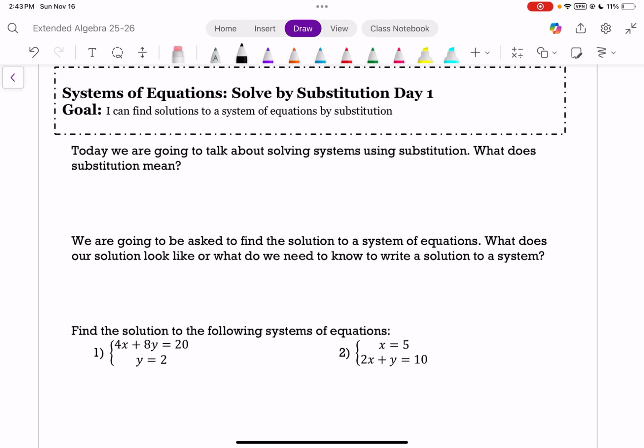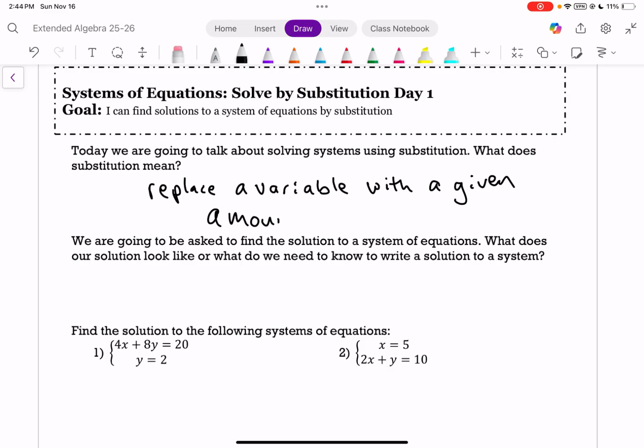Alright, today we are going to talk about solving systems using substitution. As a reminder, in algebra, substitution means that we are going to replace a variable with a given amount. And remember that word variable, just a fancy term for letter. So we're going to be asked to find the solution to a system of equations.